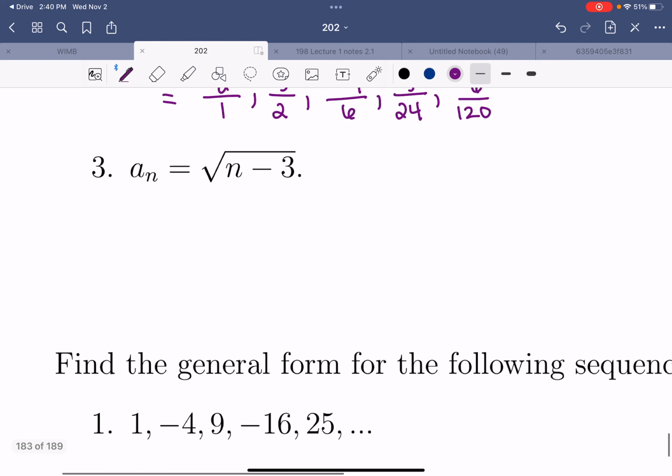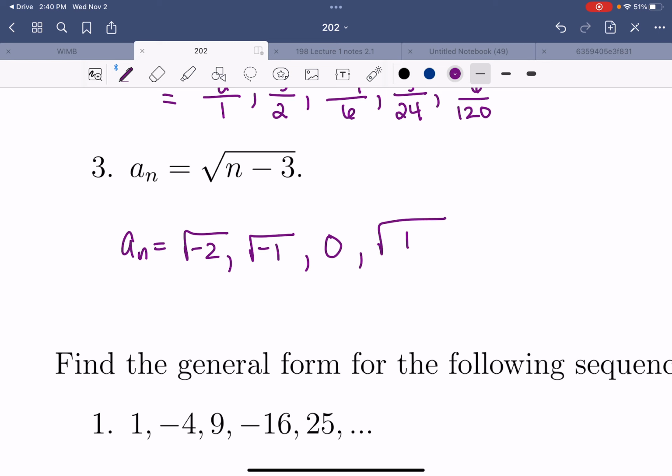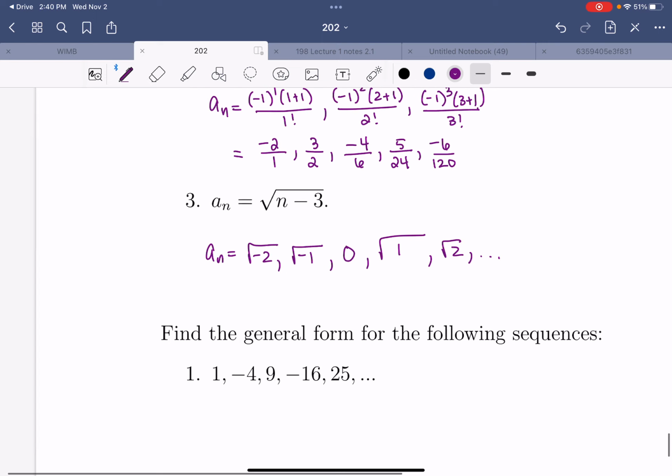Number 3 is not nearly as complicated. We're going to start with 1, so that's the square root of negative 2, which doesn't exist, but hey, there it is. Square root of, when you plug in 2, that's going to be negative 1. Then we get 0 when you plug in 3. When you plug in 4, you get square root of 1, which was 1. And when you plug in 5, you get the square root of 2. Okay, so that's going one direction.